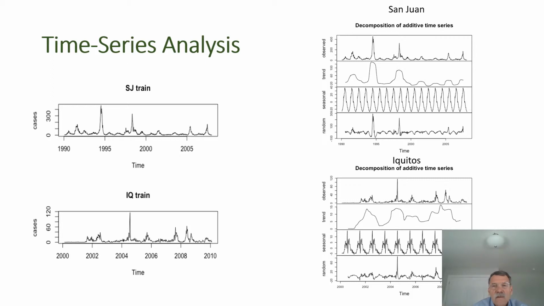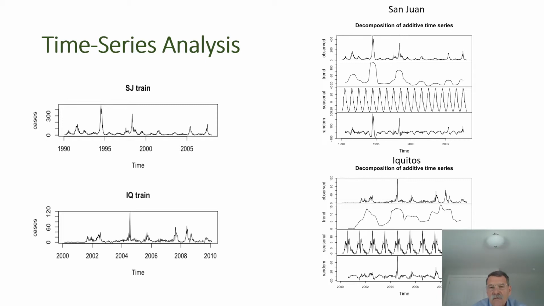And you can see that there is a very, very slight downward trend in San Juan and a slight upward trend in the IQ data. The data is seasonal, and you can see that through the decomposition graphs, seasonal in both. Again, the Iquitos data is a slight upward trend, while the San Juan is level or slightly declining. And then you can see the random spikes. You see that both in the time series graphs and in the decomposition.